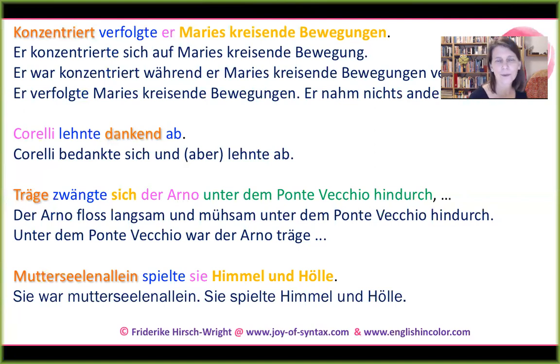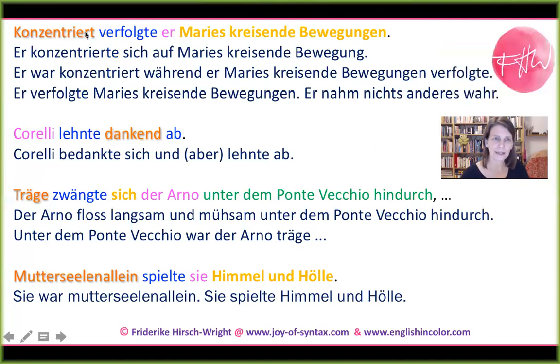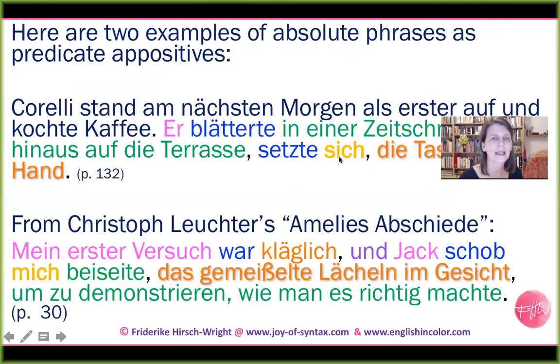So I played around with how else could I say this if I want to move away from the predicate appositive. And again, let me remind you, I'm not trying to improve the original sentence, not at all. I'm showing you how concise this structure is and what somersaults I have to make, as it were, in order to work around it if I want to express that in two separate propositions. Corelli lehnt dankend ab. Corelli bedankte sich und lehnte ab. Or aber lehnte ab. Oops.